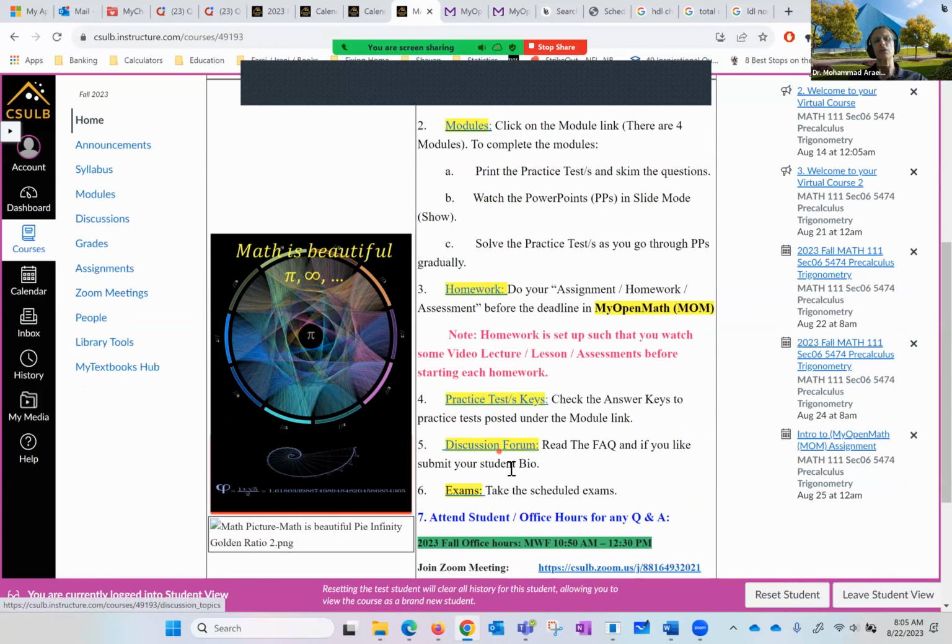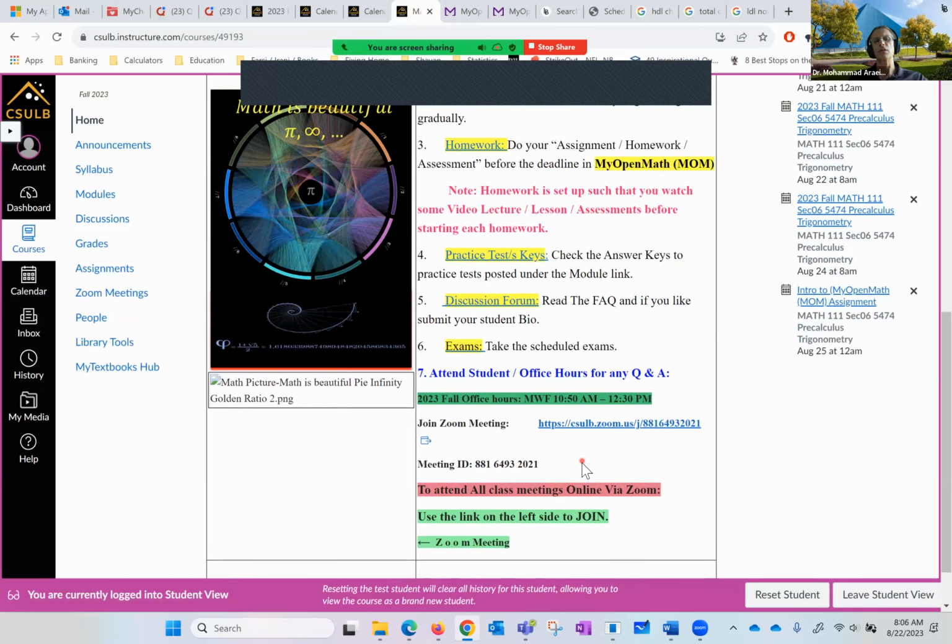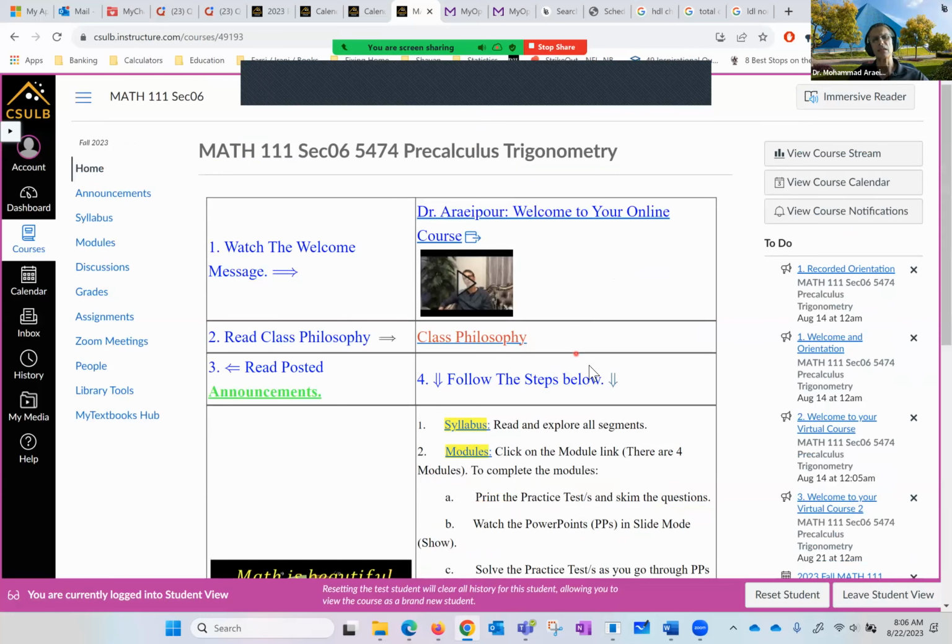I'll show you the discussion forum here. And of course, exams are taken under the modules in my open math. And of course, the student hours, office hours that are posted here. The time, Monday, Wednesday, Friday, 10:50 to 12:30, and of course, the Zoom meeting. So that's the synopsis of that.